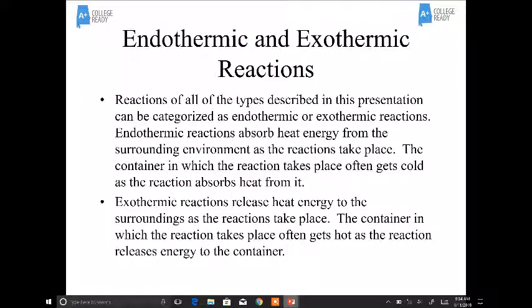Another item that we want to discuss is that reactions are also often categorized as being either endothermic or exothermic. Endothermic reactions absorb energy from their surrounding environment as the reaction takes place. They're taking in energy to help the reaction happen, and oftentimes the container in which this reaction is taking place gets cold. There are actually some reactions where you can freeze things around the container, because the reaction absorbs so much heat from the environment. On the other hand, exothermic reactions oftentimes release heat to the surroundings as they take place. In this case, the container in which these reactions are taking place often gets hot as the reaction releases energy to the container and to the surroundings.